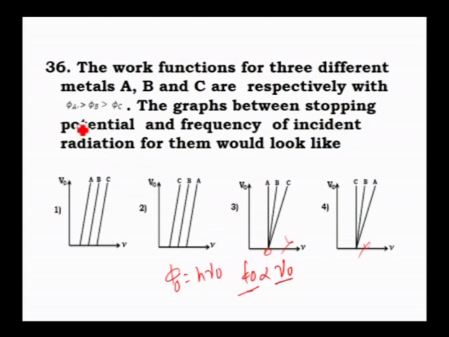And they mentioned that work function of A greater than B greater than C, which means threshold frequency of A must be greater than threshold frequency of B, that is greater than threshold frequency of C. Correct? A is greater than B greater than C, that means the second option is correct, because threshold frequency of A is more, because phi A greater than phi B greater than phi C is given. You know that phi naught is proportional to nu naught. If phi naught is more, nu naught will definitely be more. Therefore threshold frequency of A is more, therefore the second graph is correct.